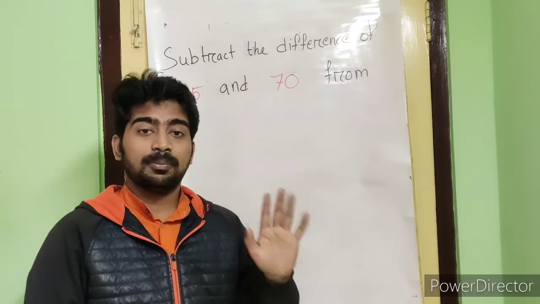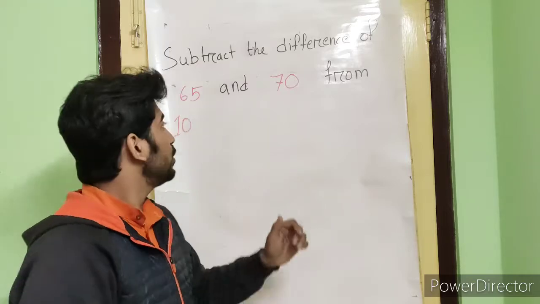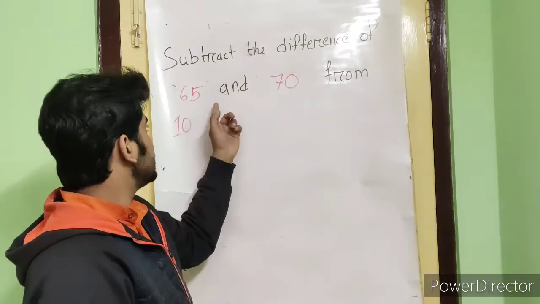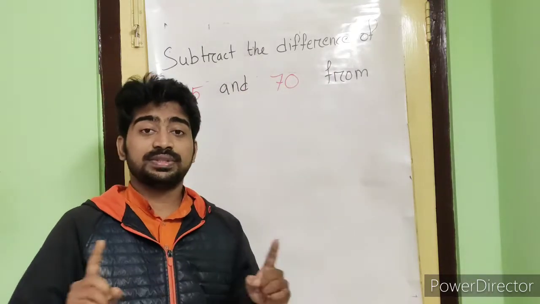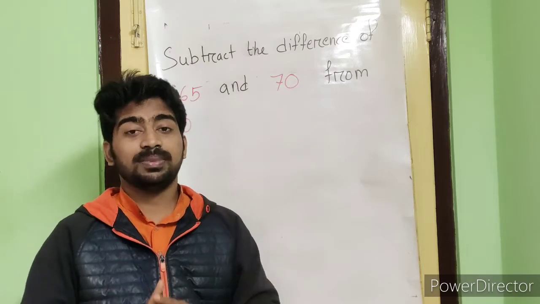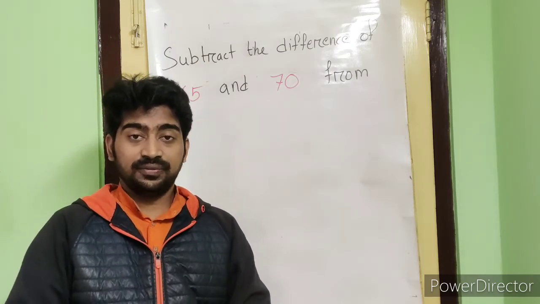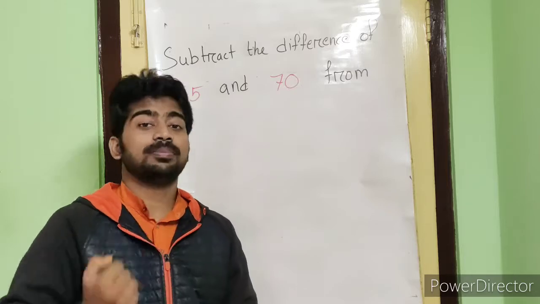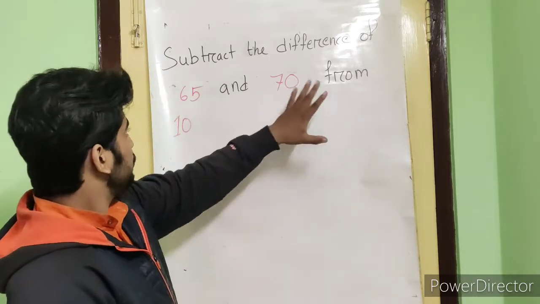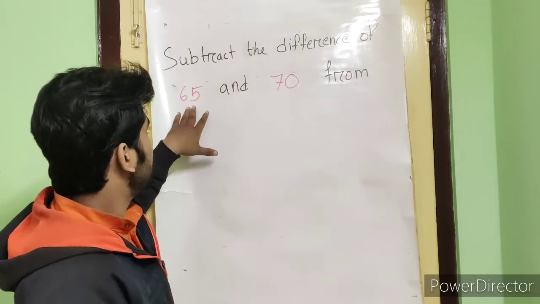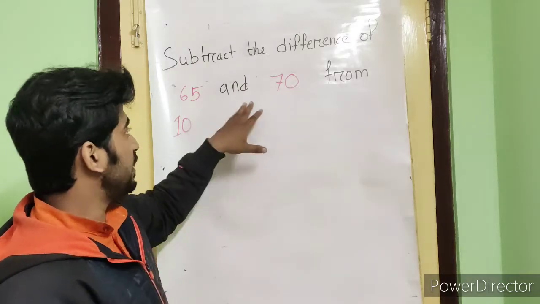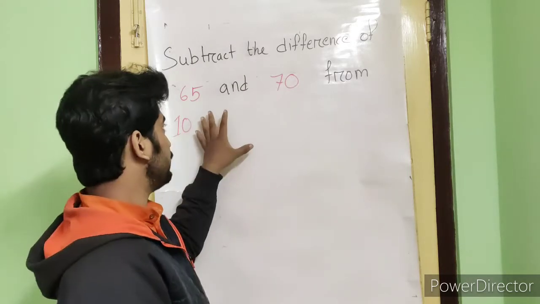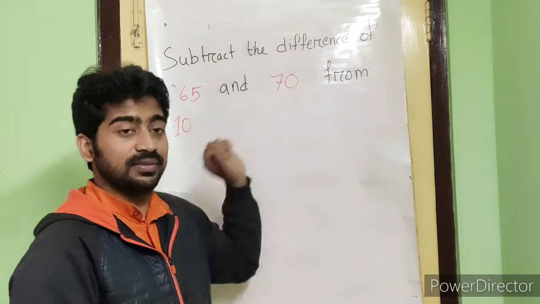কি বলেছে? Subtract করো মানে বিয়োগ করো। কি বিয়োগ করো? The difference of 65 and 70. তো difference মানে কি? What is difference? Difference is the result which comes from subtraction. So whenever you have been told to subtract the difference of 65 and 70, that means we need to find out the difference between 65 and 70.